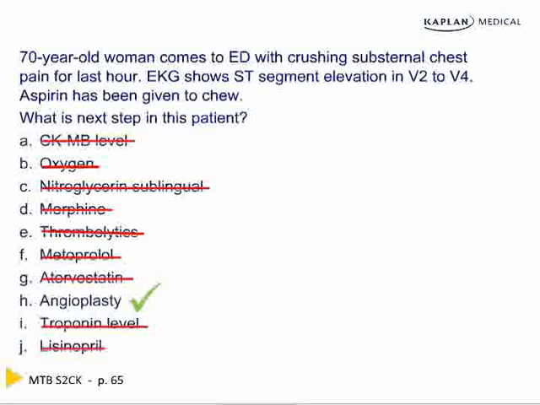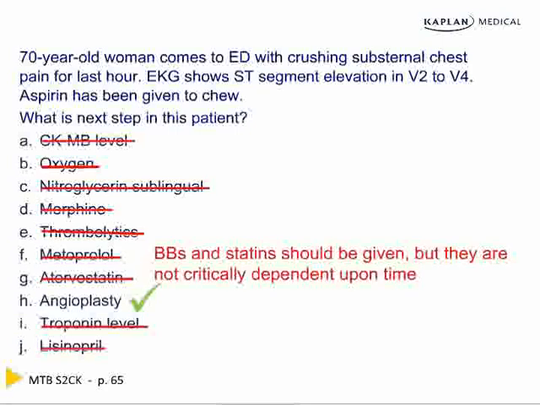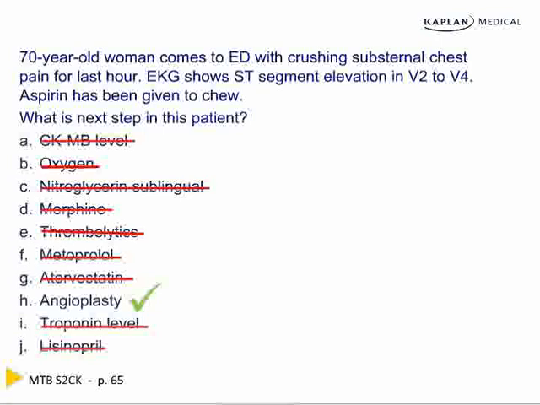Beta blockers, statins, and ACE inhibitors are all things that help, and they're all good, but angioplasty is gooder. Beta blockers, ACE inhibitors and statins lower mortality, but it's not as critically dependent upon time. Time and the history. That's what drives you.